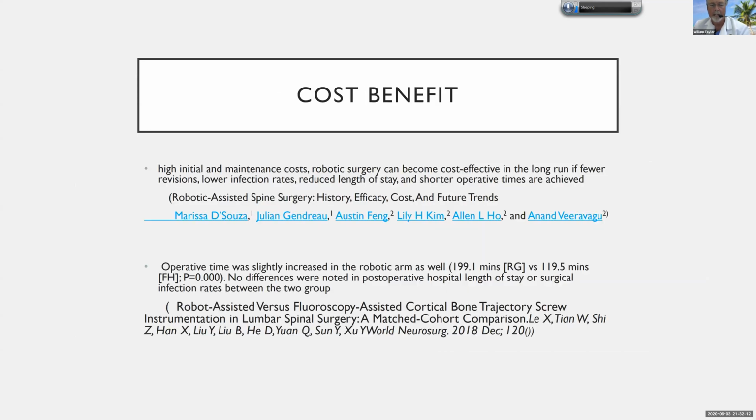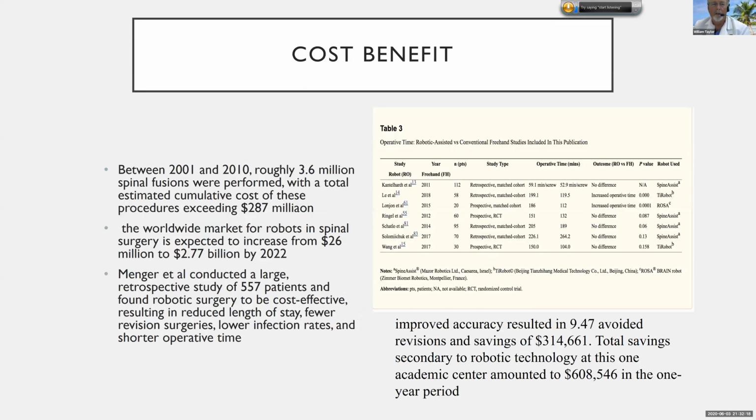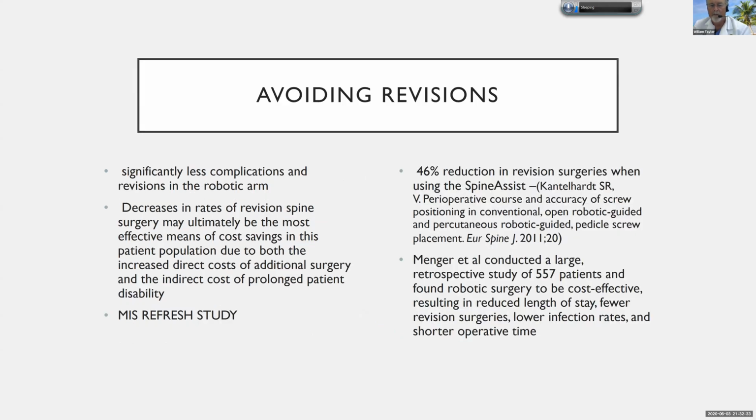And the idea that this is going to save money, how is it going to save money? It's going to save money in the long run by reducing revisions. And if we continue to improve accuracy and reduce revisions and reduce complications, you can really save a lot of money. The reality is that avoiding revisions in all the studies is the way that you save money, and that's really what you look at.